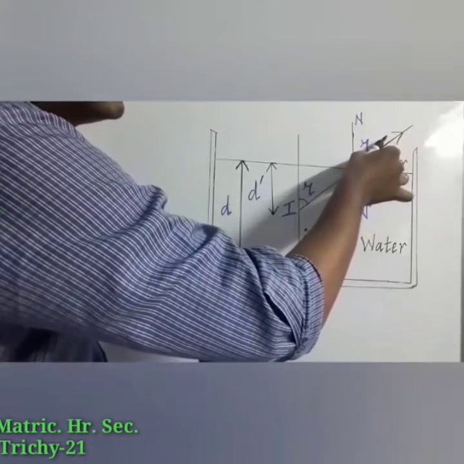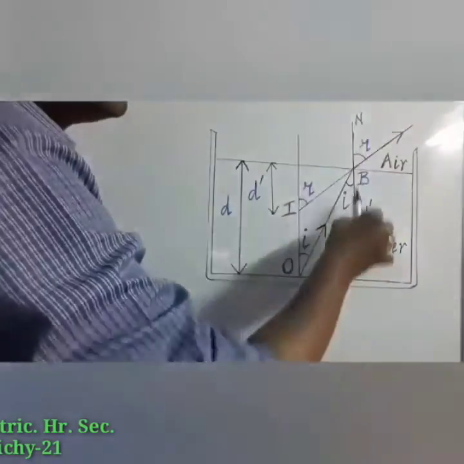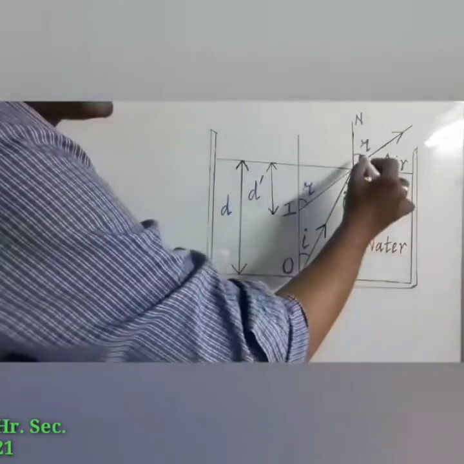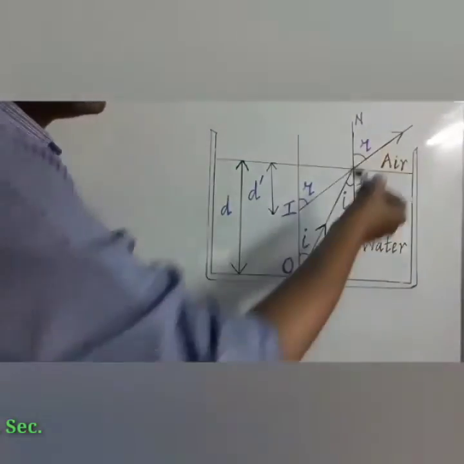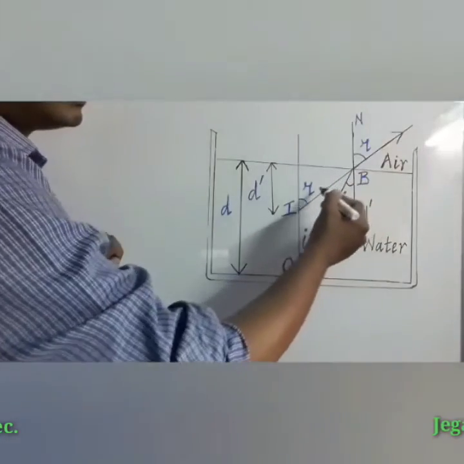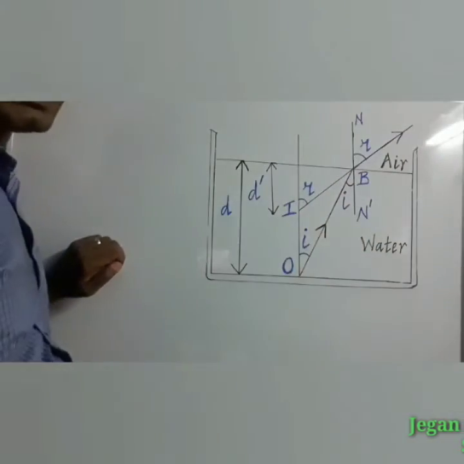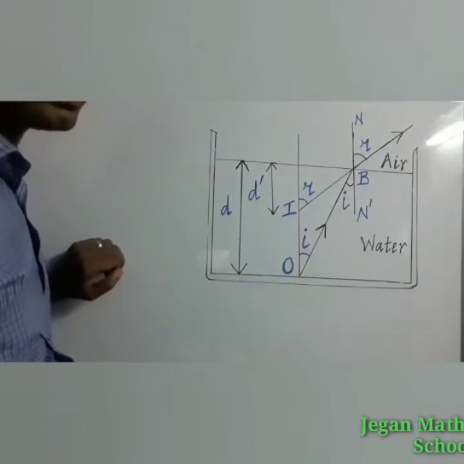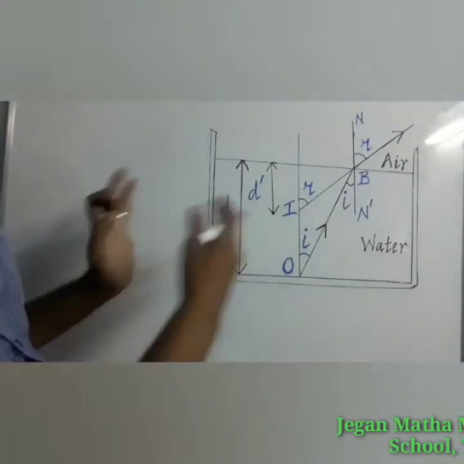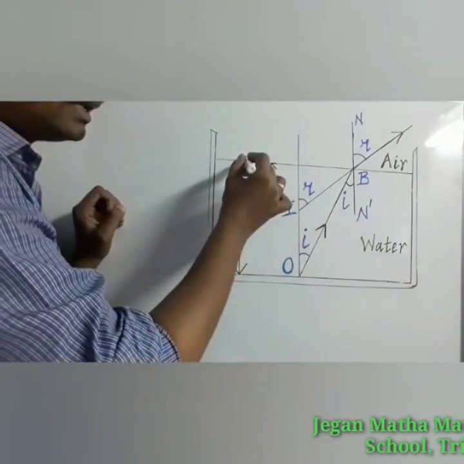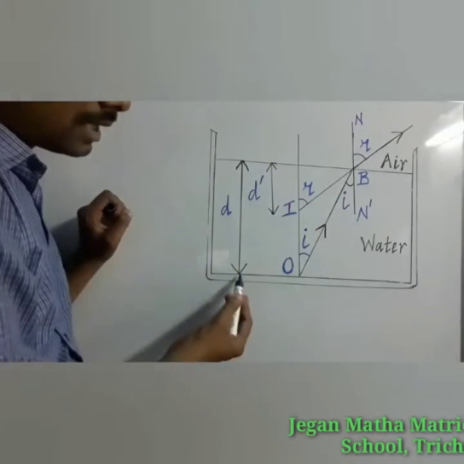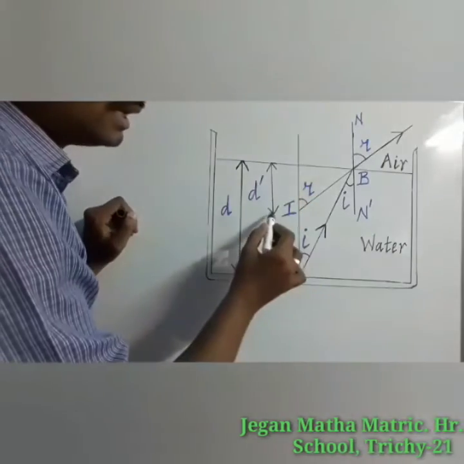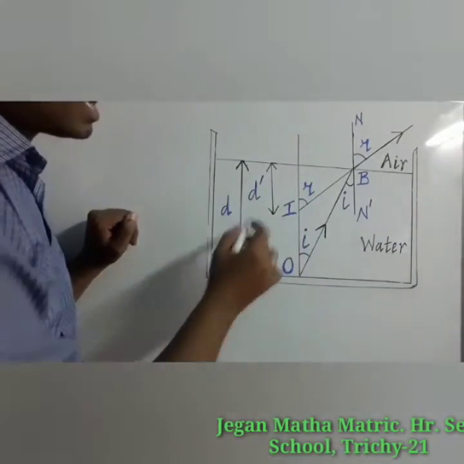So that is why it deviates away from the normal N dash. The angle between the incident ray and the normal is I. The angle between the normal and the refracted ray is R. From the refracted ray, we can extend the line that will meet the point I on the line which is perpendicular to the object O. In the previous diagram also we discussed the same thing. The length between the surface of the water and the object is known as D, the actual depth, and the length between the surface of the water and the image is known as the apparent depth.